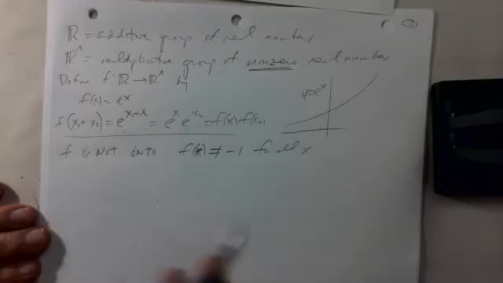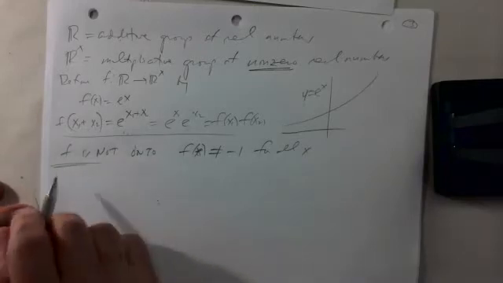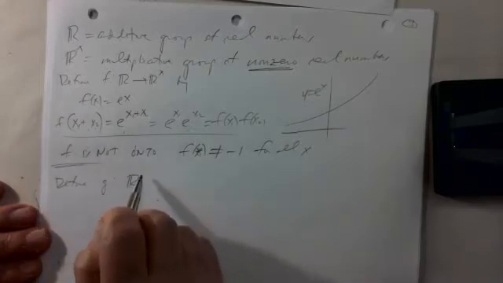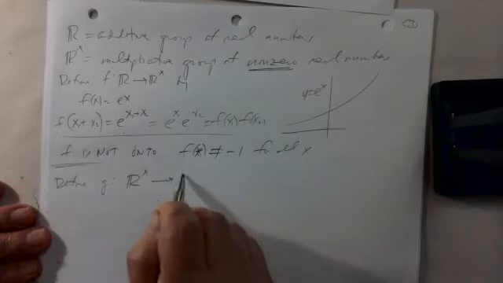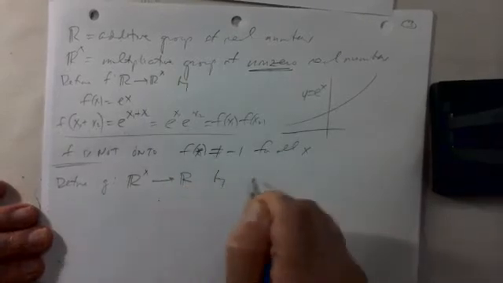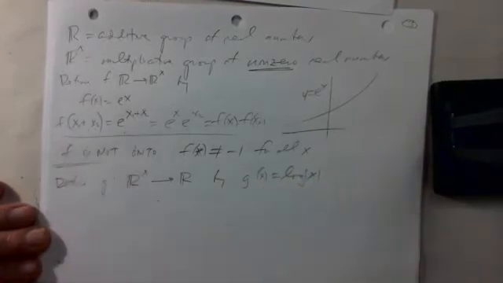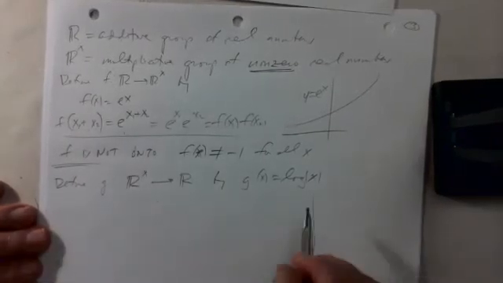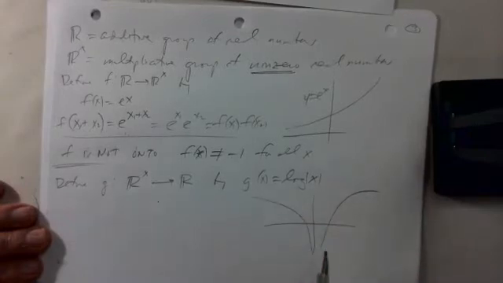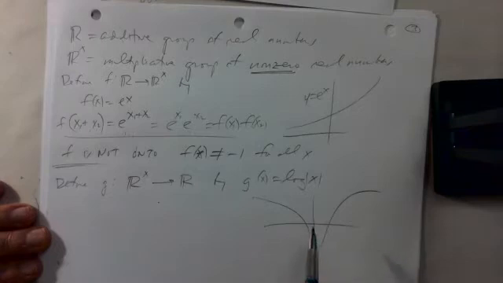Okay. Now this function has a kind of an inverse. Suppose I define a function g from the non-zero reals under multiplication to all reals under addition by g of x is log of absolute value of x. So the log of the absolute value is defined for non-zero numbers. The graph looks like this.